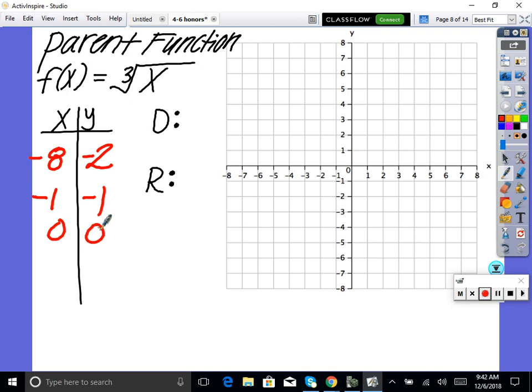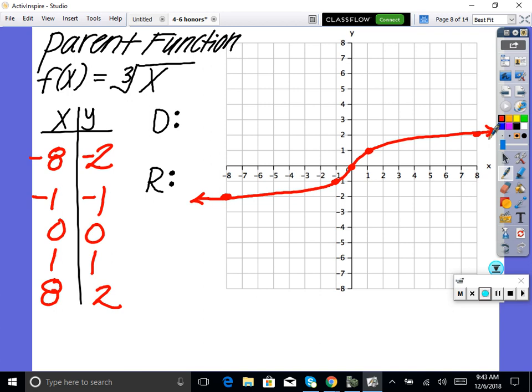Cube root of 0 is 0. Cube root of 1 is 1. Cube root of 8 is 2. So graphing that, negative 8, negative 2 units, over negative 1, 0, 0, over 1 up 1, over 8 up 2. A cube root is like this S-looking thing. That's what a cube root function looks like.